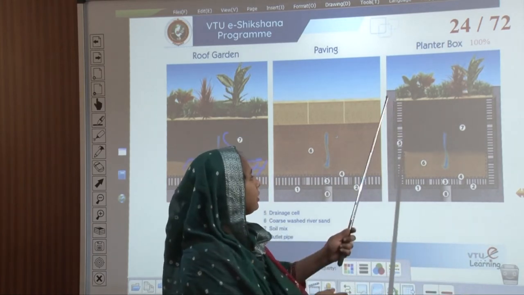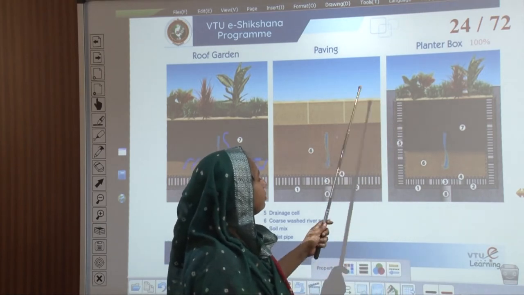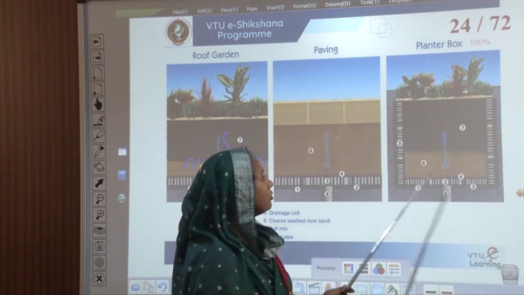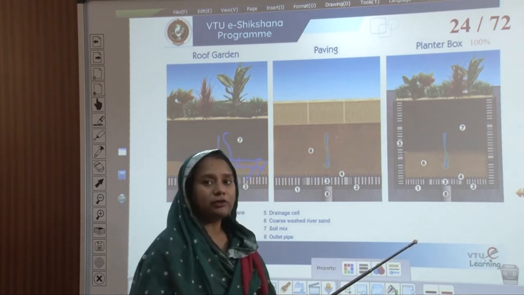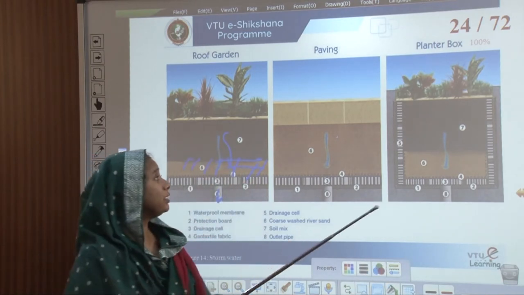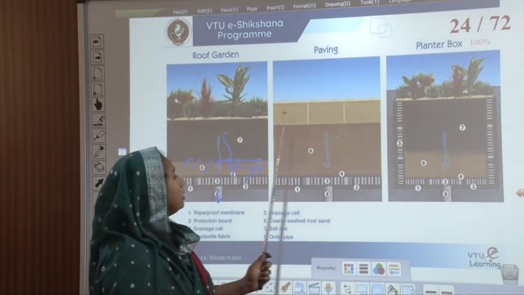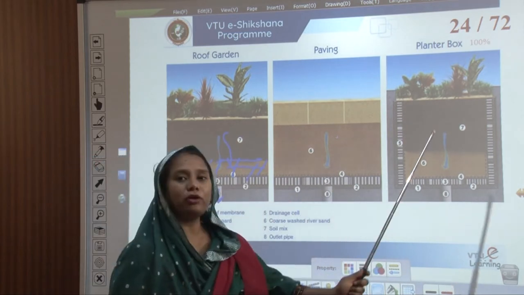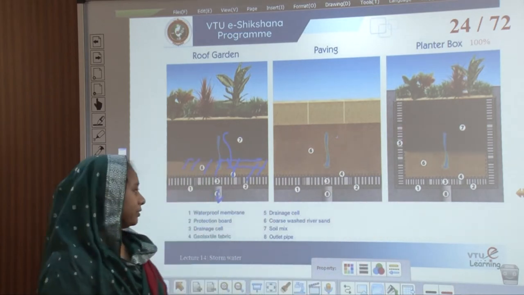You can also provide planter boxes all along your basements. So if in case you are constructing your basement over there, you can always think of having this also as an alternative option, where basically all the plants are put up all along the channelization of your storm water drains.